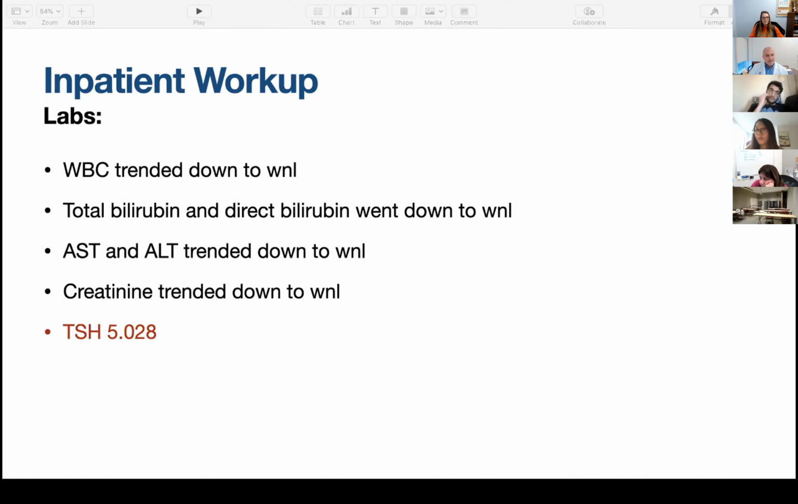And for the rest of his inpatient workup, he continued to receive antibiotics. His white count gradually went down within normal limit during the first week of admission. And his total bilirubin and direct bilirubin went down to a normal limit as well. AST, ALT trended down back to normal. And creatinine went down to normal. We checked his TSH because he had a history of hypothyroidism. It was 5.028, mildly elevated.